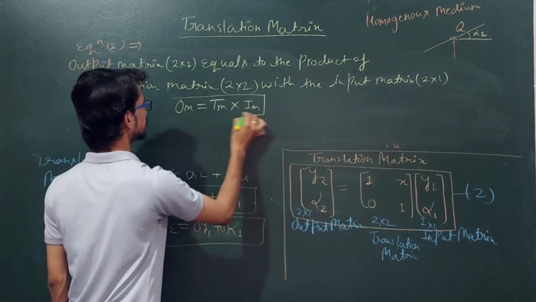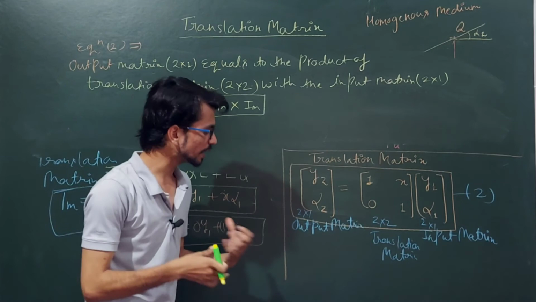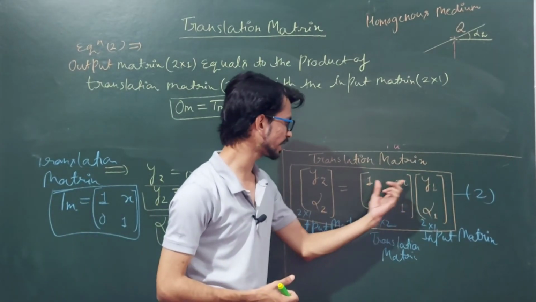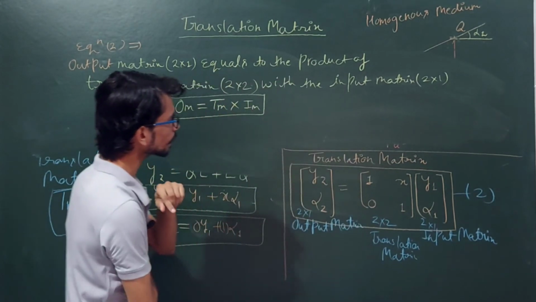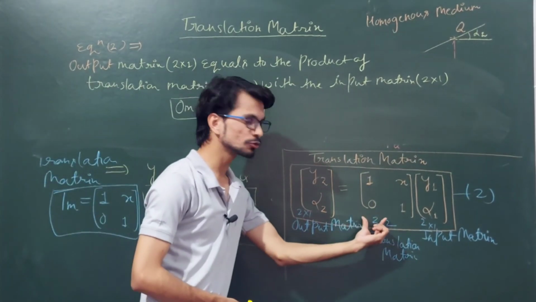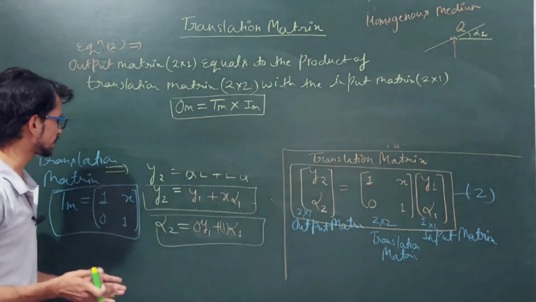So this is how you can generate this equation, and individually you can take out this translation matrix as [[1, x], [0, 1]]. Just remember, the order of the translation matrix is 2 by 2. Sometimes its determinant is also asked in examinations.